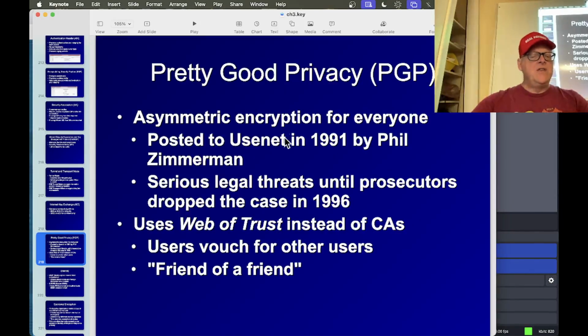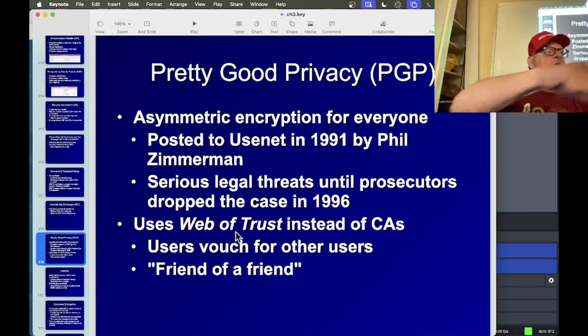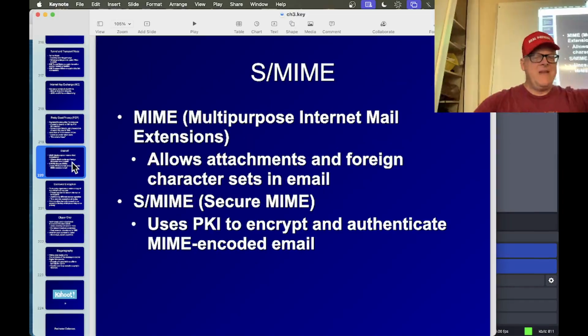Pretty Good Privacy is the one that Phil Zimmerman made in 1991, which was a way for everybody to use RSA encryption, and it got him in a world of trouble until they dropped the case in 1996. One thing about this is he did not have a bunch of certificate authorities, which are commercial companies selling certificates. Instead, they had a web of trust where you would have key signing parties where you just say, I vouch that I know this person, that's really them. And so you'd trust a friend of a friend, a chain of friends to tell you who somebody really was. Very clumsy, very inaccurate, never became very popular.